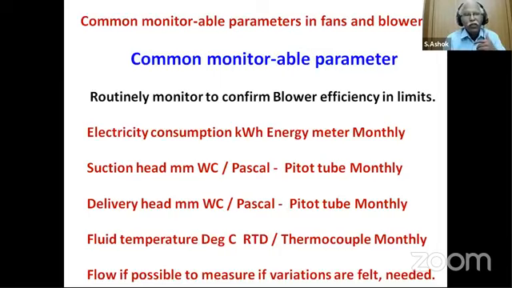Hereafter, we have to see how to improve the efficiency of the blower and the overall efficiency of the air conditioning unit also. The fluid temperature is something we are definitely monitoring on the air conditioning side. It's a general input, but for air conditioning we are already monitoring the temperature and the flow, if possible, if variations are felt and it is needed.